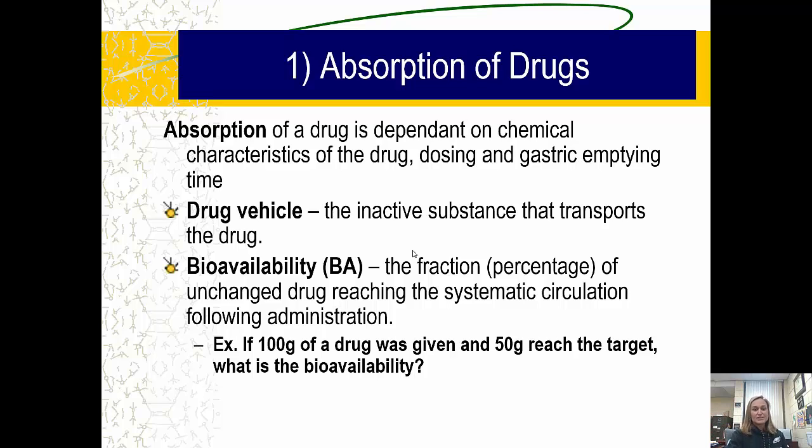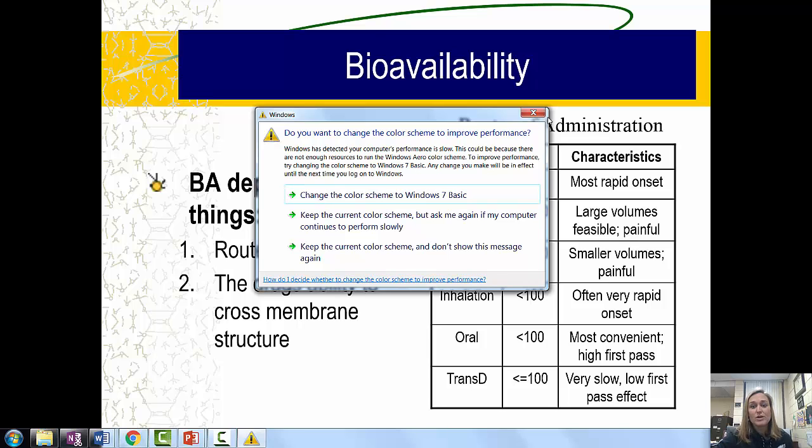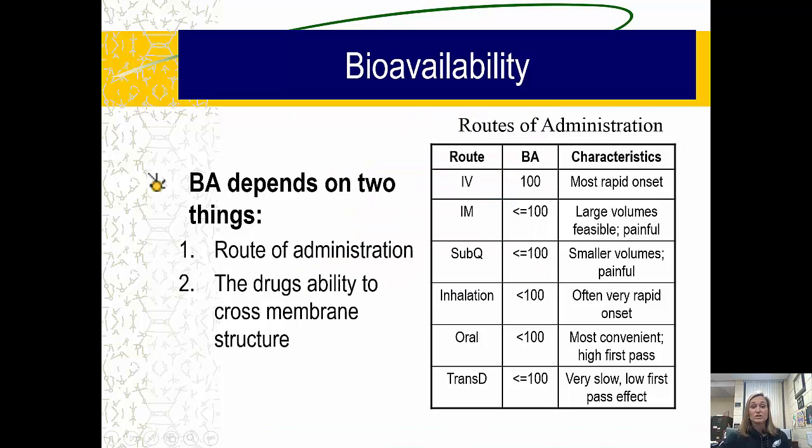circulation. So I have a good example here. If 100 grams of a drug is given and only 50 grams actually reaches the target, that means it has a bioavailability of what? And you guys would say 50%. Now, the bioavailability of the drug is dependent upon 2 things. Number 1, what route did you take? And number 2, the contents and chemical characteristics of that drug. And that will affect how that drug can cross through a membrane structure.